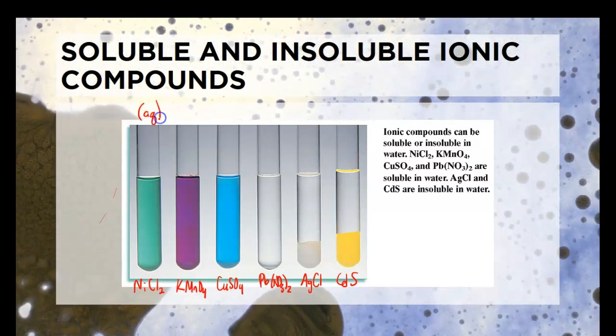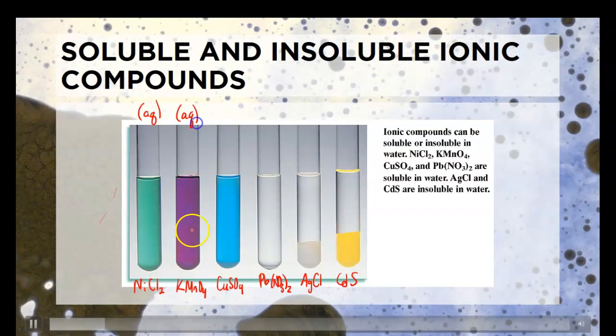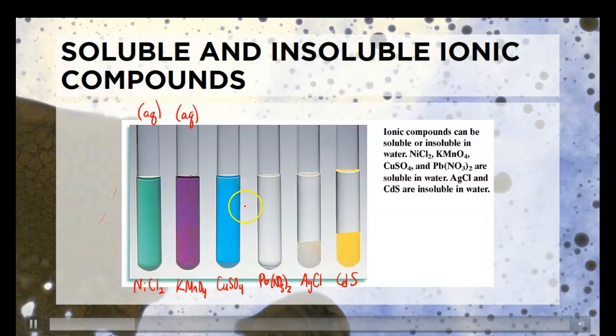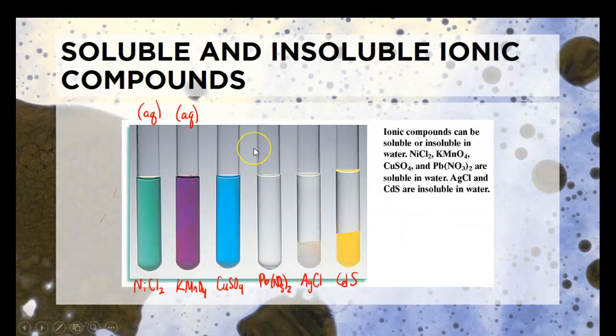So that one's going to be aqueous. We look at our potassium compound. Again, potassium tends to be soluble, so we see it aqueous. We don't see any solid in there. Copper sulfate. We see sulfates. Most are soluble, and copper is not one of those exceptions. So again, we're going to say aqueous.